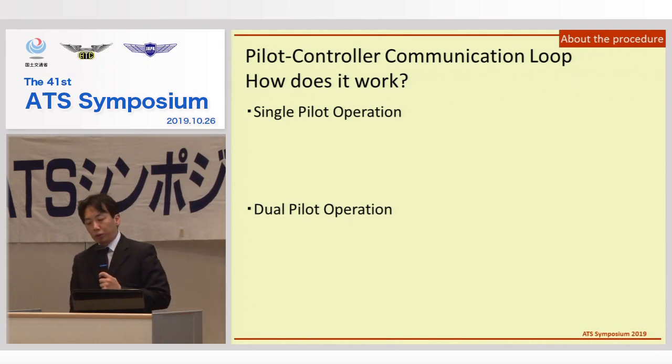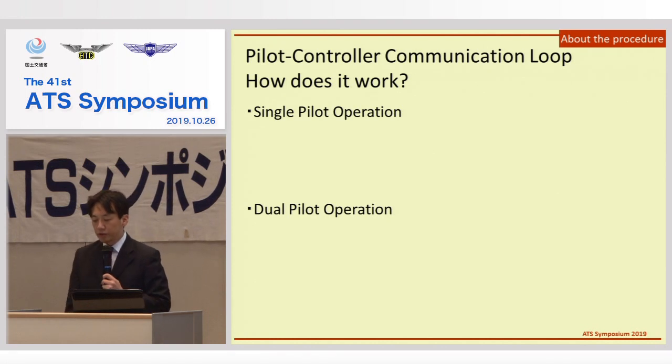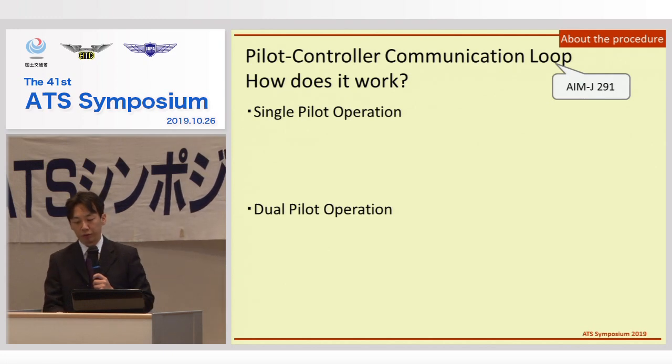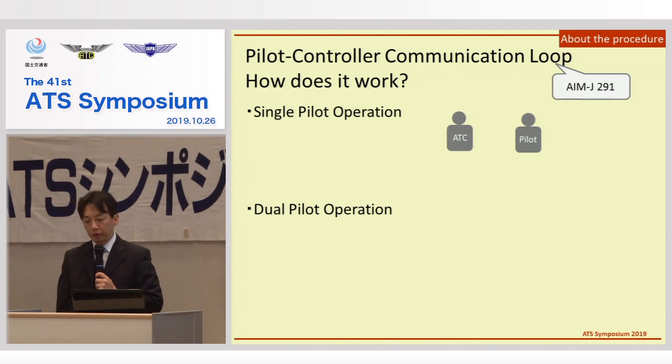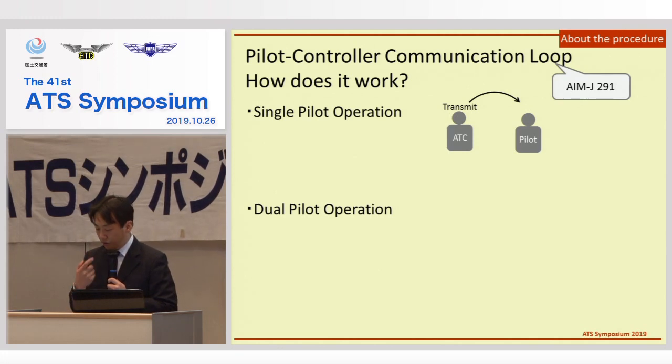Now we review how the pilot-controller communication loop works. We are going to use almost the same figure as the one in section 291 of the Aeronautical Information Manual Japan. For single pilot operation, the controller transmits an instruction to the aircraft using correct phraseology, or if there is no such phraseology applicable, using the general term which seems to be most appropriate.